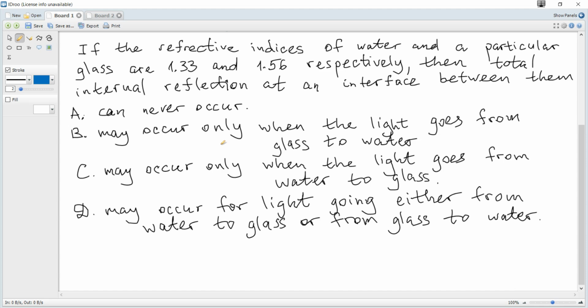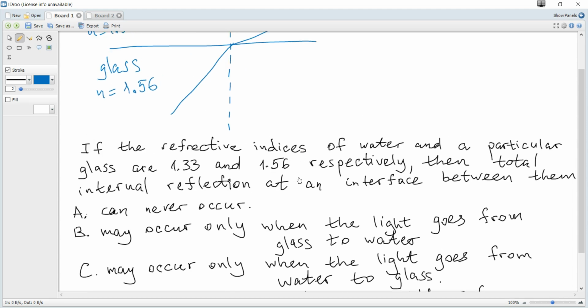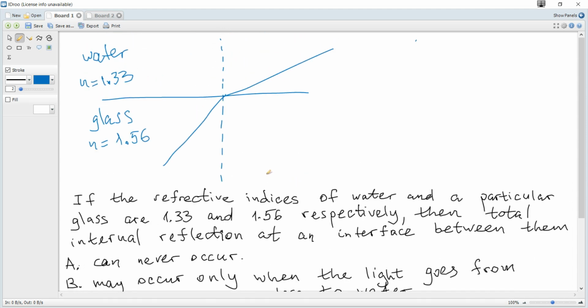It is given two media with known refractive indices, and the question is under what conditions total internal reflection occurs. So let's review what total internal reflection is. It is given water with refractive index 1.33 and glass with refractive index 1.56, and this dashed line perpendicular to the surface is called the normal, and all angles are always measured between the ray and the normal.